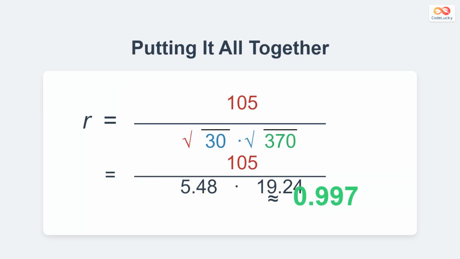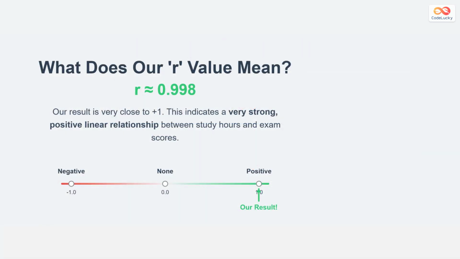It's time for the final step, plugging our sums into the formula. Our numerator is 105. Our denominator is the square root of 30, multiplied by the square root of 370. After calculating the square roots and performing the division, we get our final R value. Our final calculation gives us an R value of approximately 0.998. Since this number is very close to +1, it tells us there is a very strong positive relationship between our two variables. In other words, as study hours increase, exam scores tend to increase as well.